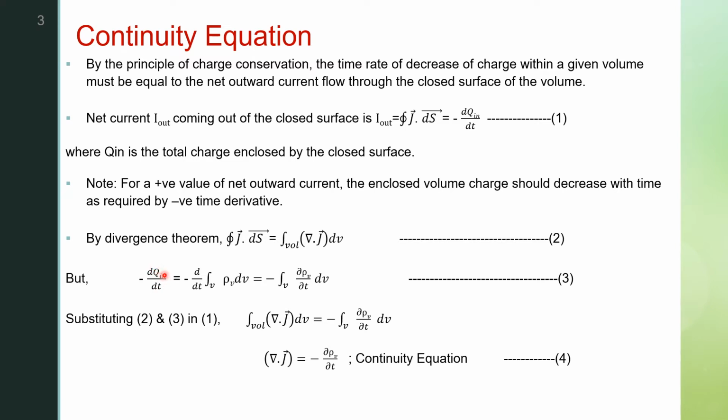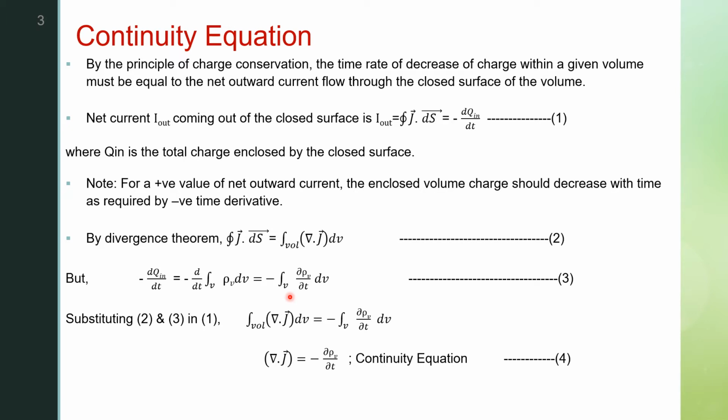Here Q in represents the charge enclosed. This charge enclosed we can represent in terms of volume charge density. That's equal to minus d by dt of volume integral rho v dv. This is equal to minus of volume integral dou by dou t of rho v dv. Here rho v can be a function of both space coordinates and time. That's why we have taken the partial differentiation with respect to time.